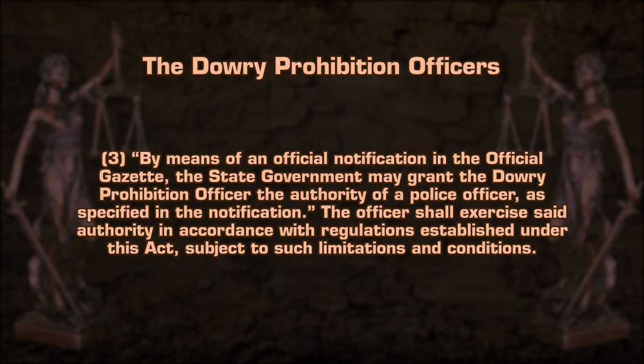Next, by means of official notification in the Gazette, the state government may grant the dowry prohibition officer the authority of a police officer as specified in the notification. The officer shall exercise said authority in accordance with the regulations established under this Act, subject to such limitations and conditions.